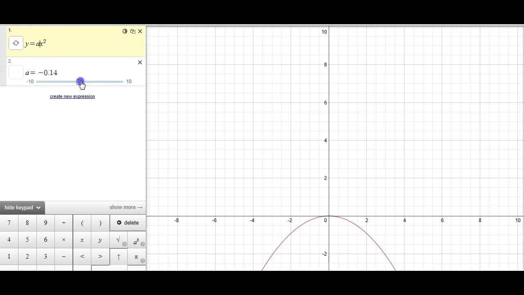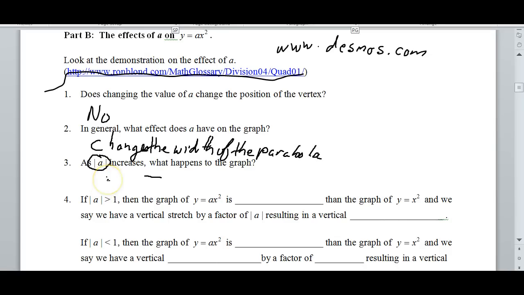Okay, we're back in Desmos. I'm going to make a larger and larger, and we can see that the graph gets narrower. Okay, so the graph gets narrower if the absolute value of a is greater than 1, so as we go 1, 2, 3, 4, 5, 6, we know that this graph is narrower than y equals x squared, and we say we have a vertical stretch by a factor of the absolute value of a, whatever that expression is, resulting in a vertical expansion.